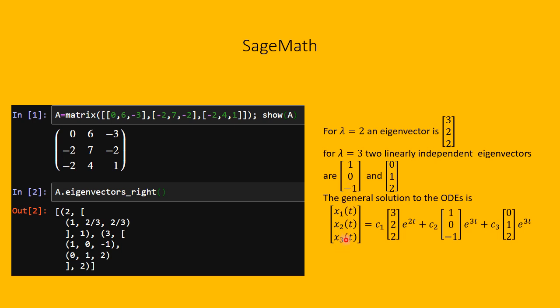And so our general solution to the ordinary differential equations, not quite the initial value problem solution yet, is that x equals c1 times this eigenvector for eigenvalue 2 times e to the 2t, plus another arbitrary constant times one of the eigenvectors for eigenvalue 3 times e to the 3t, plus another arbitrary constant times another eigenvector corresponding to eigenvalue 3 times e to the 3t. So this general solution gives us all solutions to that system of ordinary differential equations that we started with.